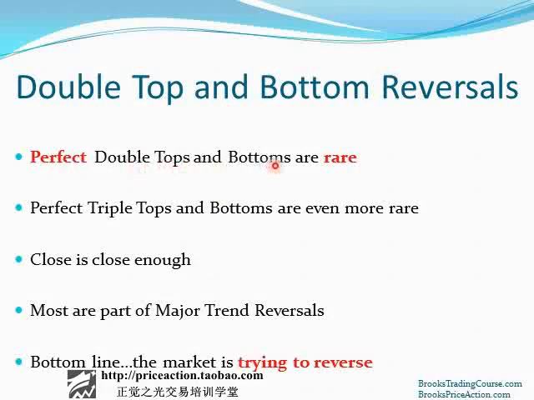Perfect double tops and bottoms, they're rare. Triple tops that are perfect, triple bottoms that are perfect are even more rare. But close is close enough. Most double tops and double bottoms are parts of major trend reversals. In fact, all major trend reversals are a type of double top or double bottom, where the second top or second bottom is not exactly at the same level as the first.